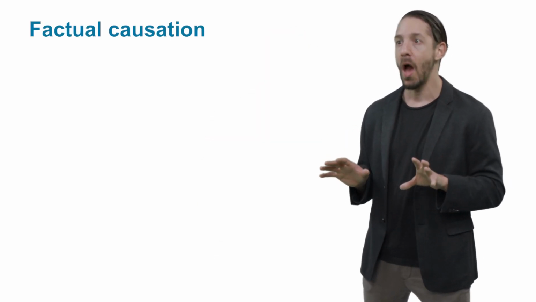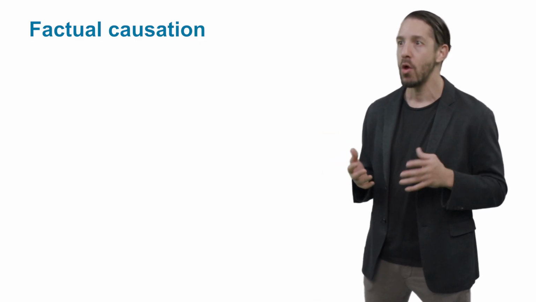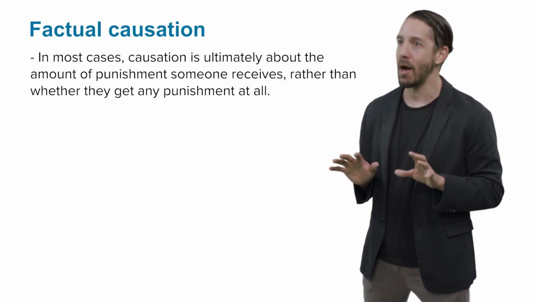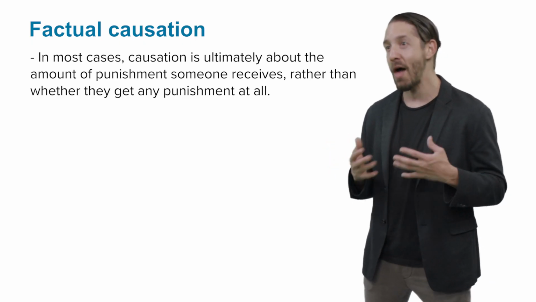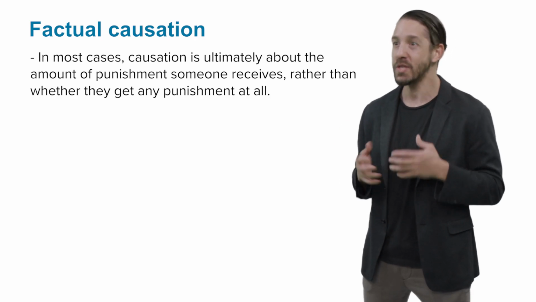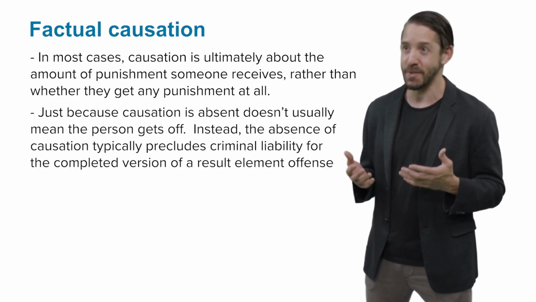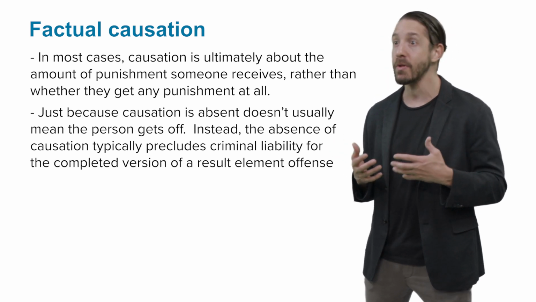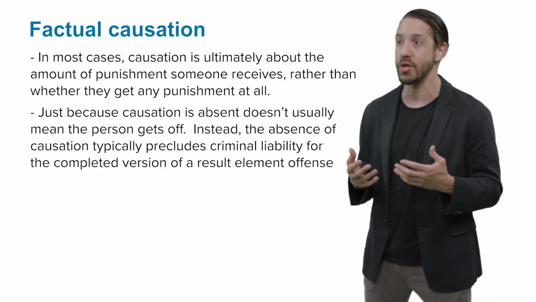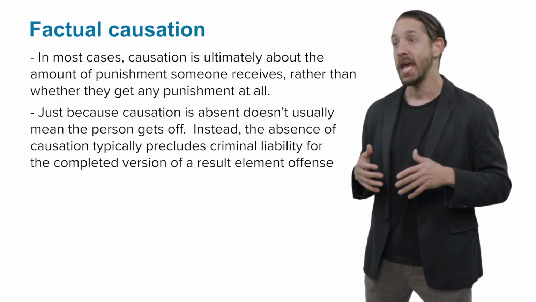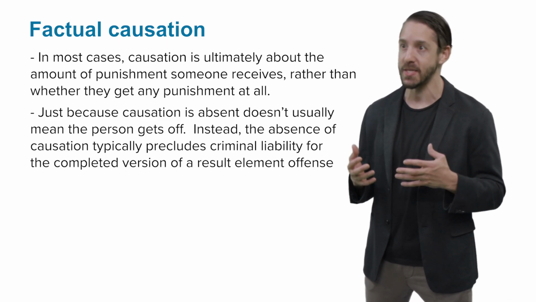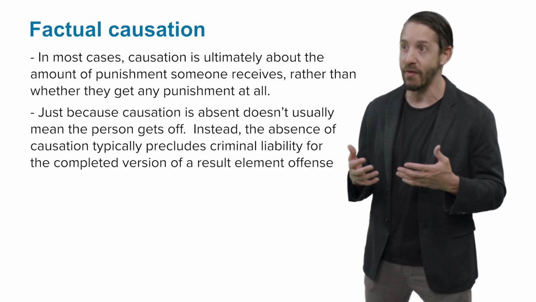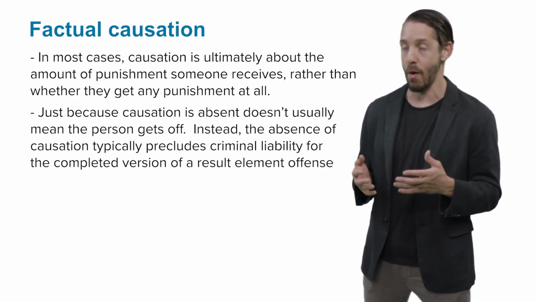Okay, so those are a couple of simple cases. Before we march any further, I want to pause to note an important policy point, which you'll want to keep in mind. In most cases, causation is really about the amount of punishment someone receives, rather than whether they get any punishment at all. Which is to say, just because causation is absent doesn't usually mean the person gets off. Instead, the absence of causation typically only precludes criminal liability for the completed version of a result element offense. In most cases where causation is the only element missing, it'll still be possible to convict the defendant of a criminal attempt or some other inchoate version of the charged offense, which doesn't require proof of a result element.